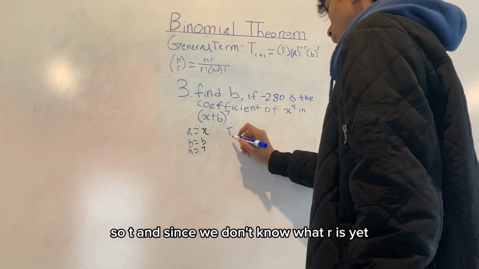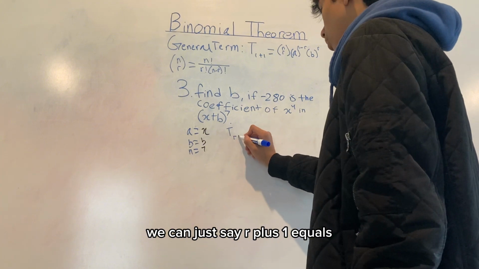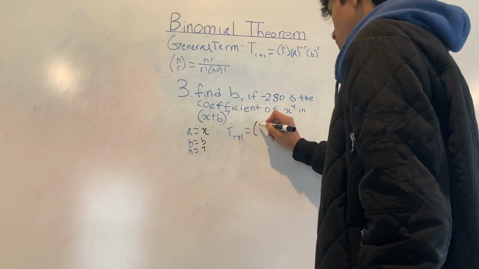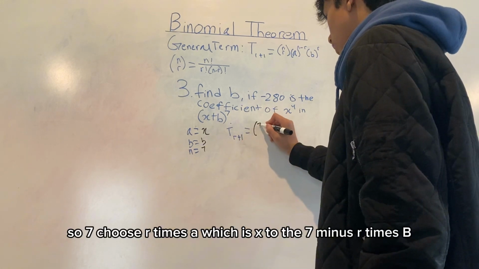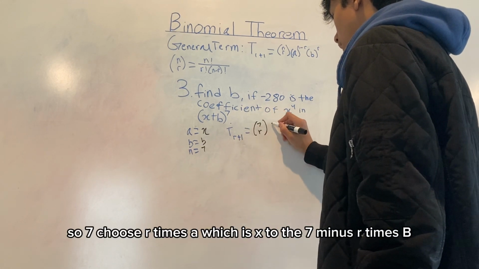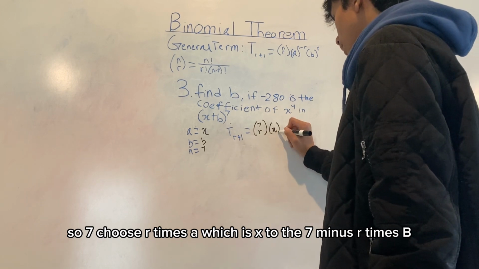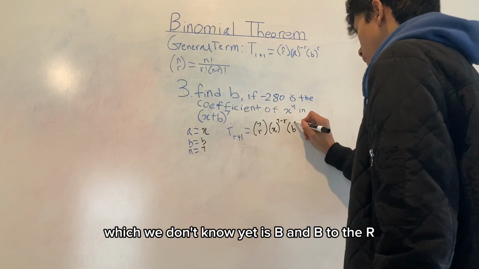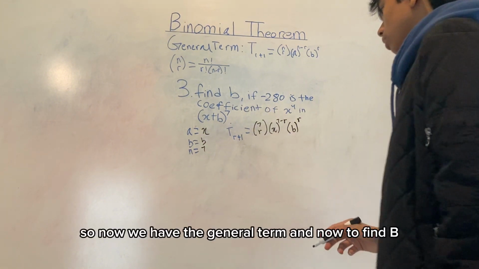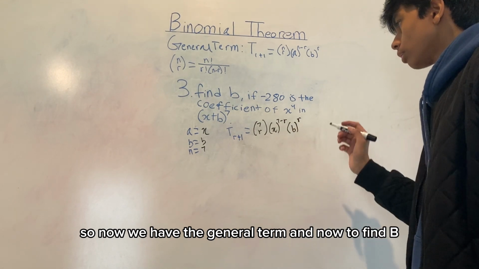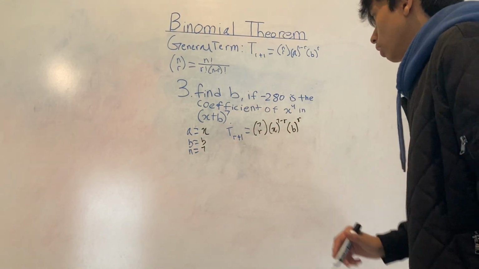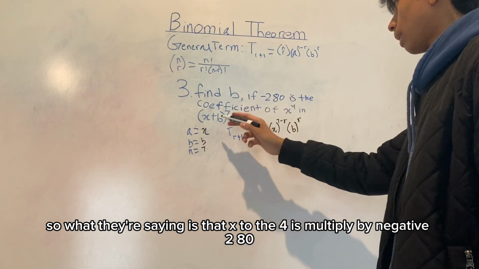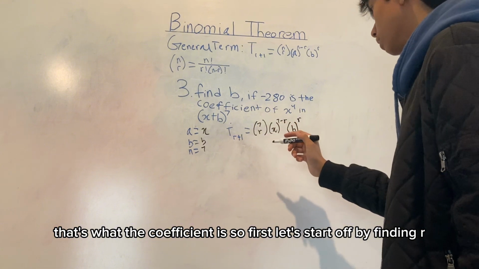And then let's just put it into the general term. So t, and since we don't know what r is yet, we can just say r plus 1, and n equals 7. So 7 choose r times a, which is x to the 7 minus r, times b, which we don't know yet, is b, and b to the r. So now we have the general term, and now to find b, let's use it. So what they're saying is that x to the 4 is multiplied by negative 280. That's what the coefficient is.